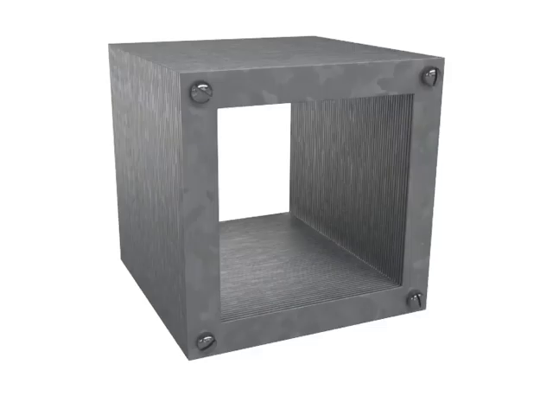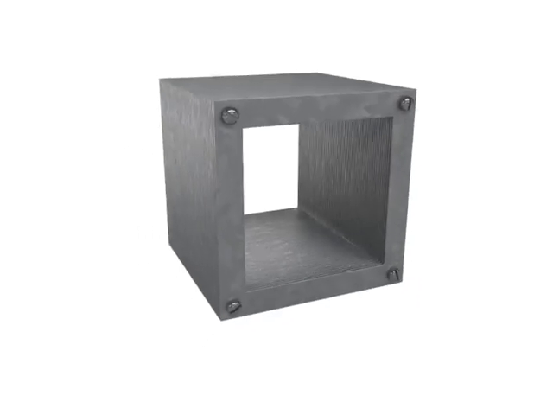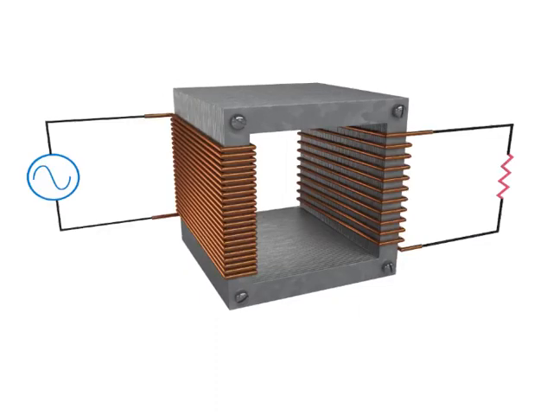Transformers are composed of an iron core ring wrapped in coils. One coil is connected to an AC input voltage and is called the primary coil. The other coil is connected to an output circuit with a load resistance and is called the secondary coil.